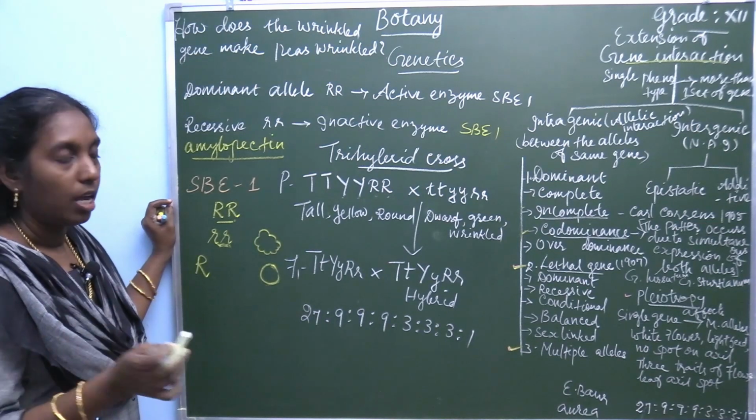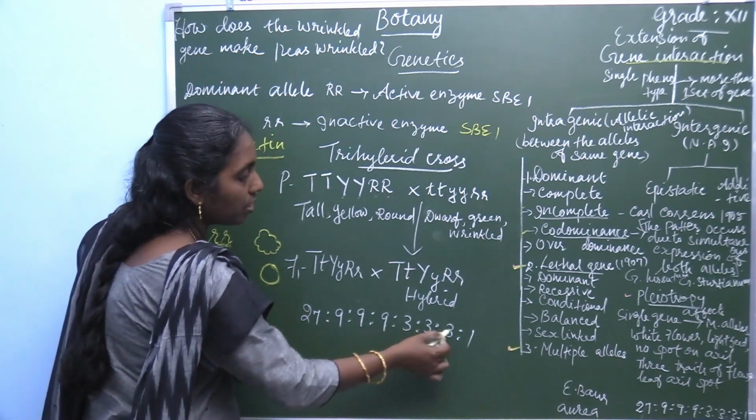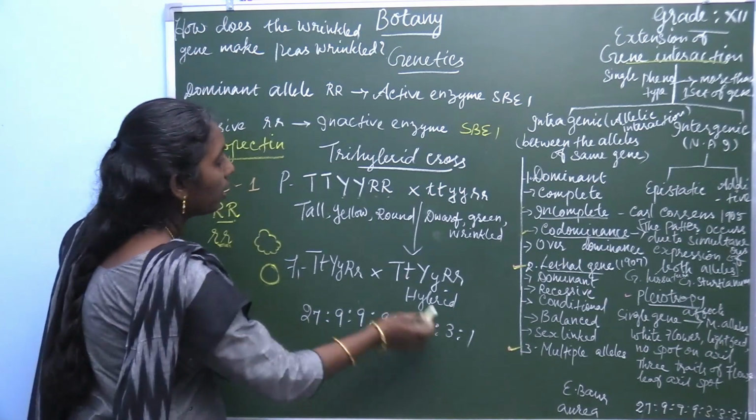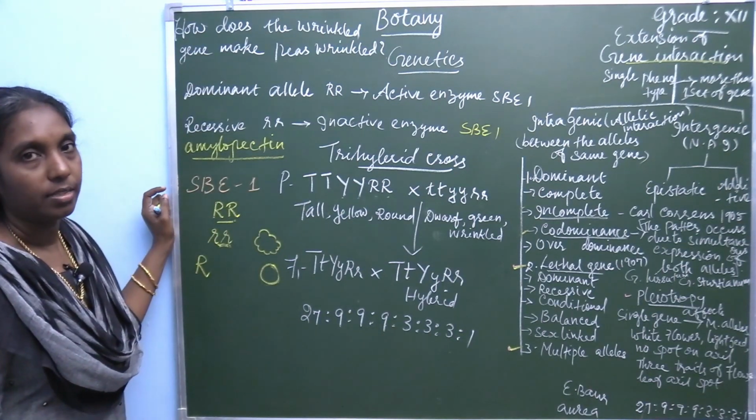The dihybrid ratio is 9:3:3:1. Here it gives 27:9:9:9:3:3:3:1 ratio. So, it is an important one word question, and 2 mark and 3 mark questions on the trihybrid cross will be asked.